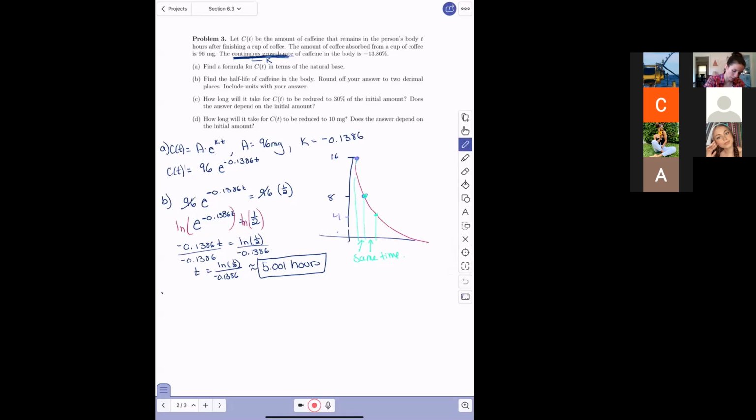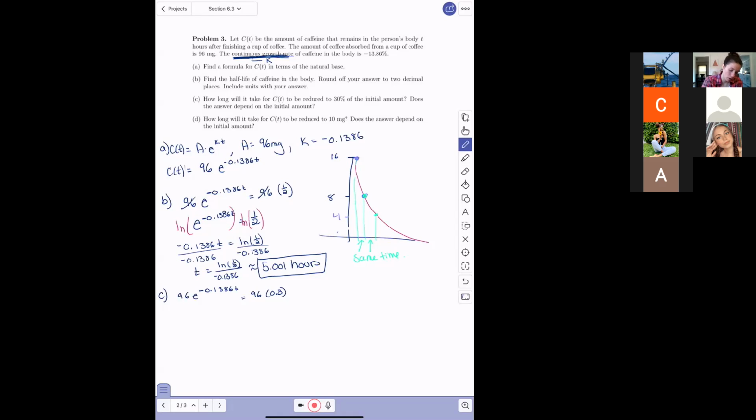All right, problem C. How long will it take for C of t to be reduced to 30% of the initial amount? Does the answer depend on the initial amount? So we have 96 times e to the power of negative 0.1386 times t is equal to 96 times 0.3, right? 30% of 96 is what we're looking for.